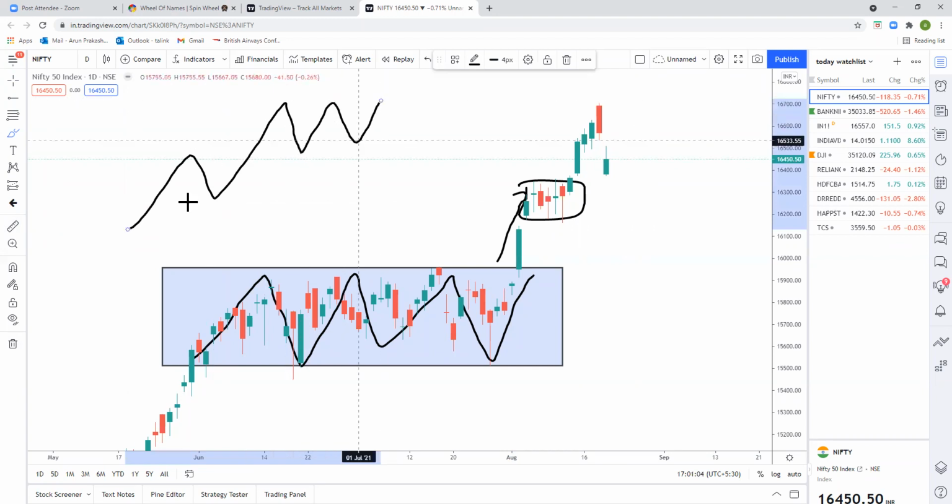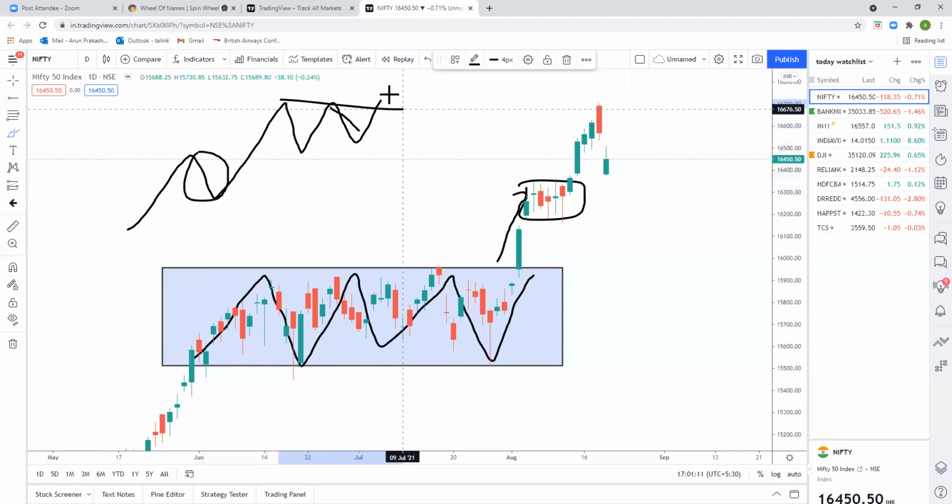When the market or the stock is too bullish, you will not see this happening. You will only see this happening. So just a sideways correction. This is a sideways correction and this is the breakout.